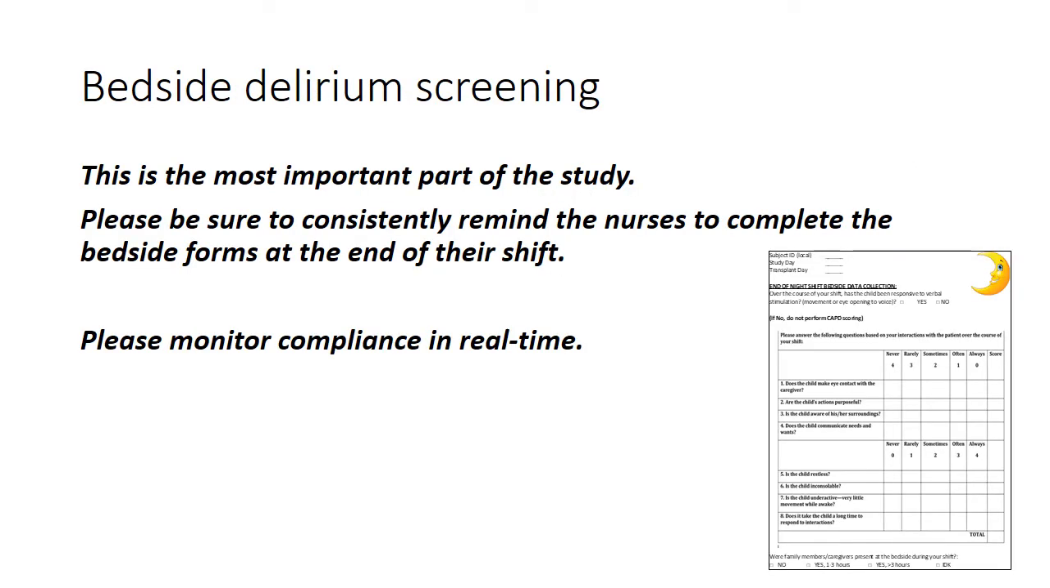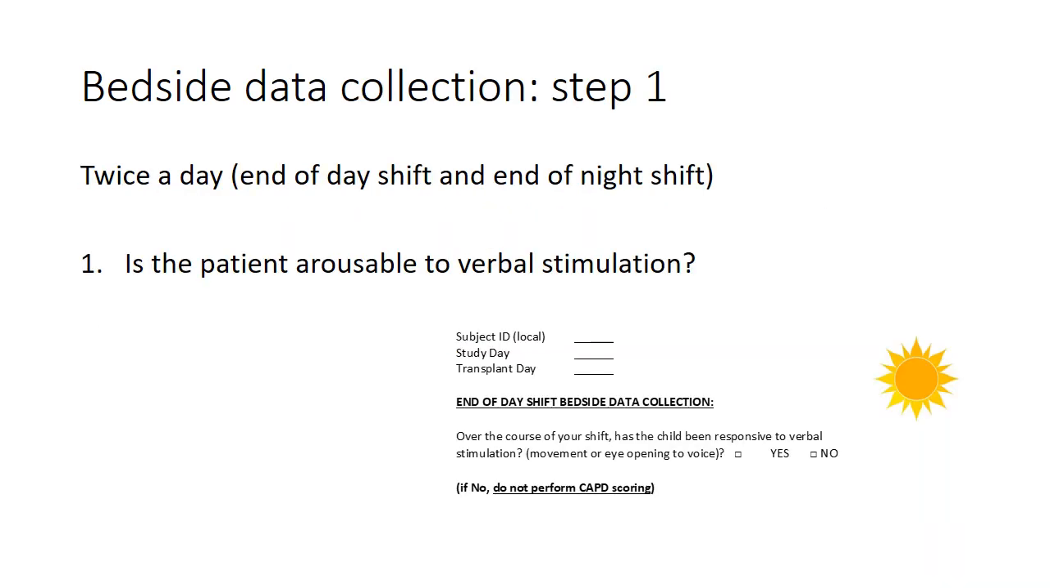The most important part of this study is the bedside delirium screening. This is the only aspect of the study that must take place prospectively in real time. The bedside nurse will need to screen the child for delirium each and every shift during the 10-day study period. This will take less than 2 minutes, but it is likely that frequent reminders will be needed to ensure compliance. The bedside nurse will need to complete 3 simple steps near the end of her shift.